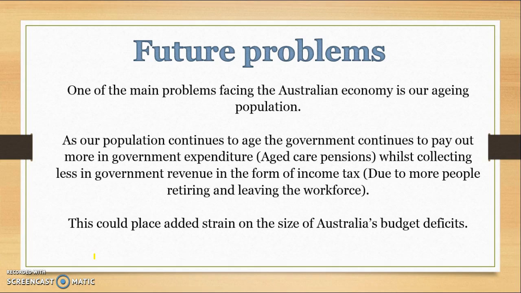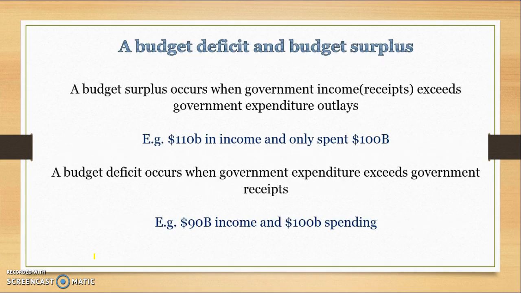Future problems for Australia. One of the main problems facing the Australian economy is that our population is getting a lot older, as a lot of people in Australia were born in the 50s and 60s during the baby boom. And as our population continues to age, the government continues to pay out more in expenditure, on aged care, pensions and health, but they're also collecting less revenue because less people are working. It could hurt our participation rates, and that means that less people are part of the labour force. This could have negative impacts on our budget in the future.